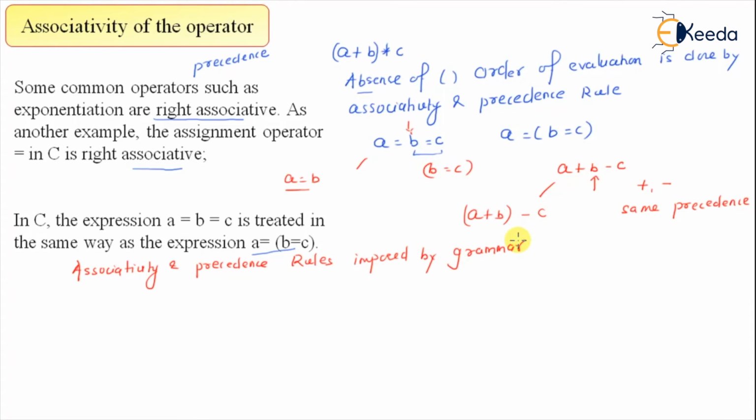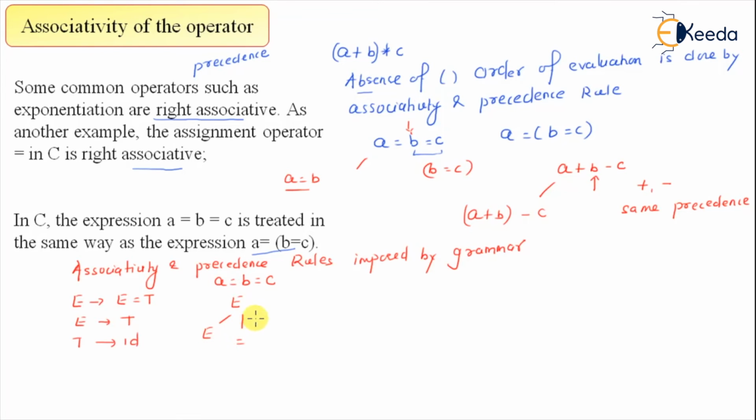For example, if I take an expression grammar, suppose E derives T, E derives T, and T derives, suppose, an identifier. And now I just take this: A is an identifier, equal to another identifier, equal to C. If I do this and draw the parse tree, let me draw the parse tree.